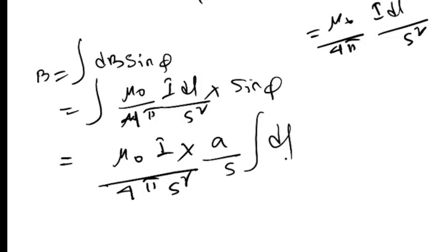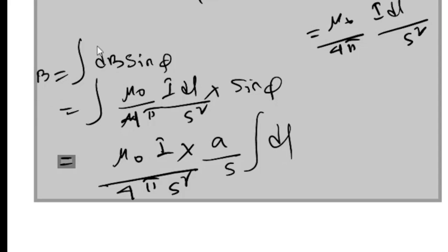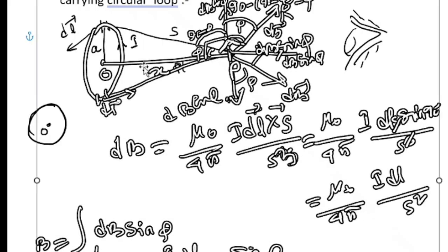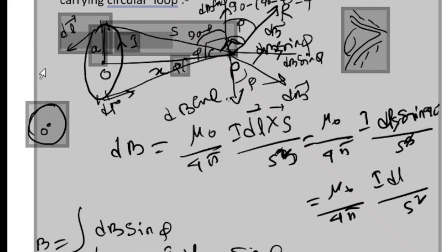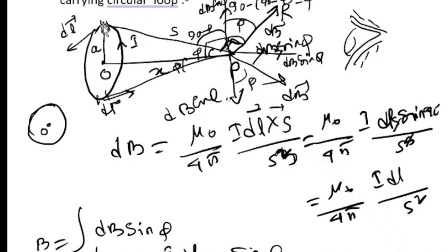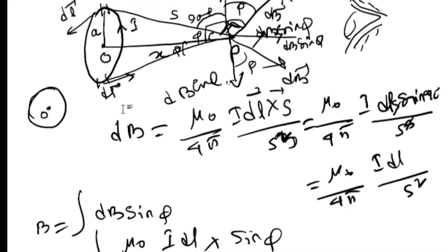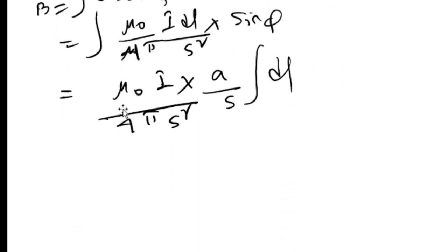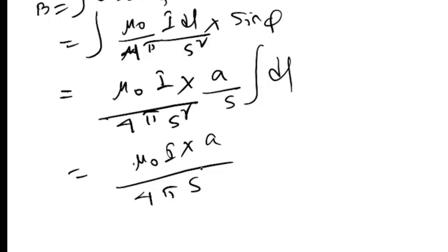integration of dl. Integration of dl means what? Integration of dl means अगर तुम इस small portion को add करते जाओगे तो क्या हो गया? अच्छा, ये जो dl portion है इसको तुम अगर add करोगे तो you will get total length of this circular loop, okay, which is 2 pi a. So integration of dl means 2 pi a. So it will be mu nought I into a by 4 pi s square into s cube... and it will be 2 pi a, okay.